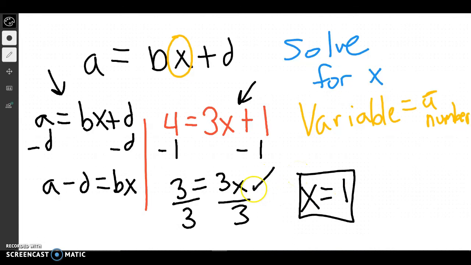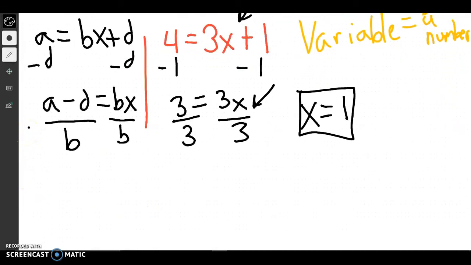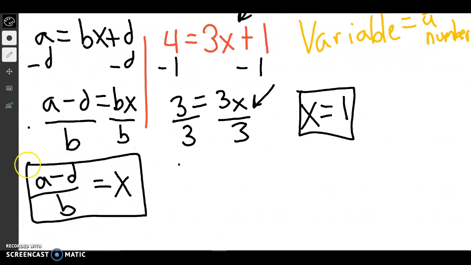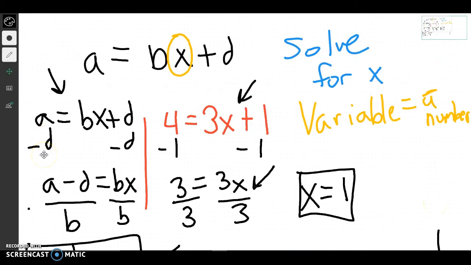Well, since I divided on this thing, let's divide on this. I divide by b, and I should get that x is equal to a minus d over b. And now I have x all by itself, so it's solved. This would be my final answer. So do you see how we can use a fake side to make this?